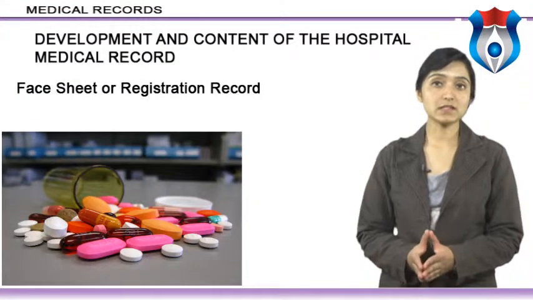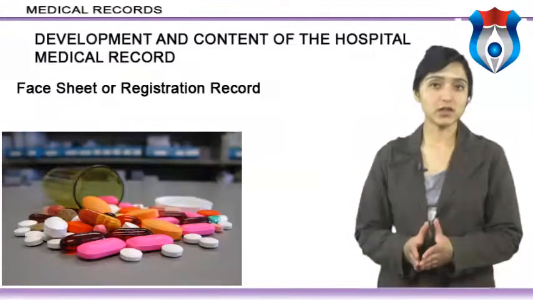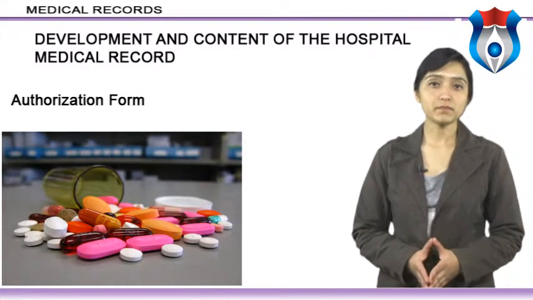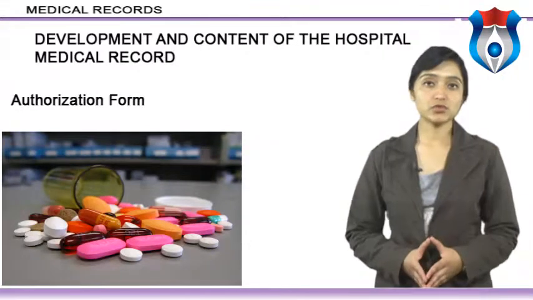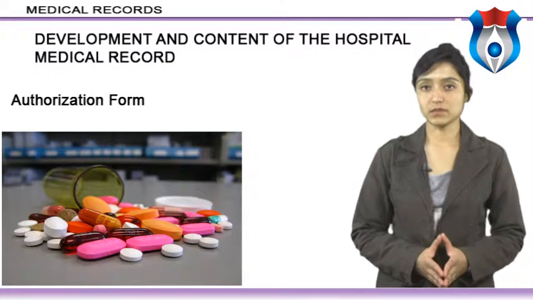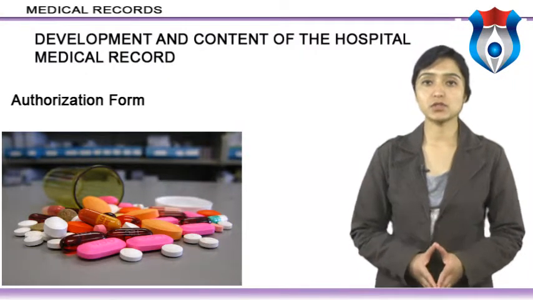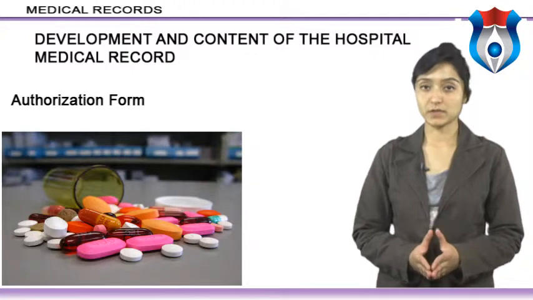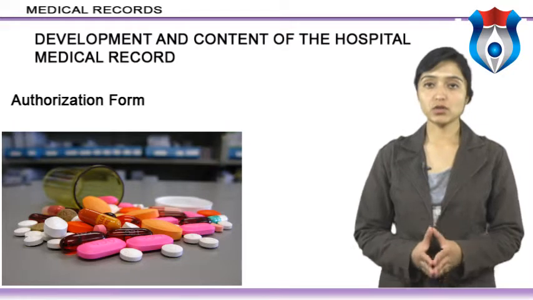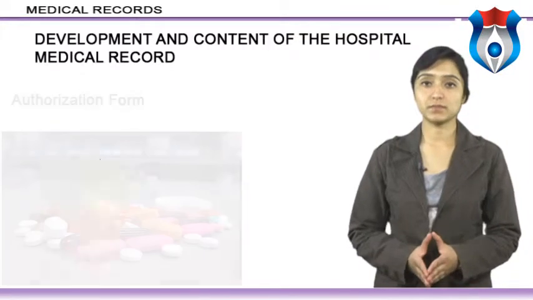This form contains the socio-demographic data of the patient, which is part of the basic identification data of the patient. Authorization form. The back of the registration record is often used for the authorization form, which has the following statements: that the patient agrees to receive basic and standard procedures for treatment, that the hospital does not guarantee the outcome of the treatment, that the patient or guardian is responsible for the payment of the treatment given.